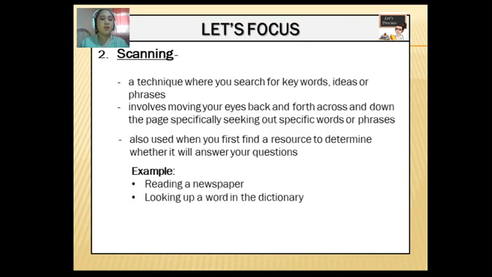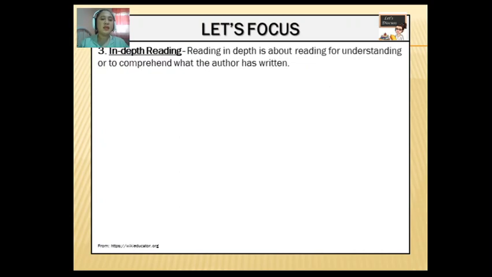An example of this is when you're reading a newspaper. You don't read the newspaper word for word, but you scan it, or you just look for keywords and ideas as you go and read it. Another way of using scanning is when you're looking up a word in a dictionary. You don't read the whole dictionary or all the words, but you're just looking over the words that you need to define. Okay. Next, of course, is in-depth reading.